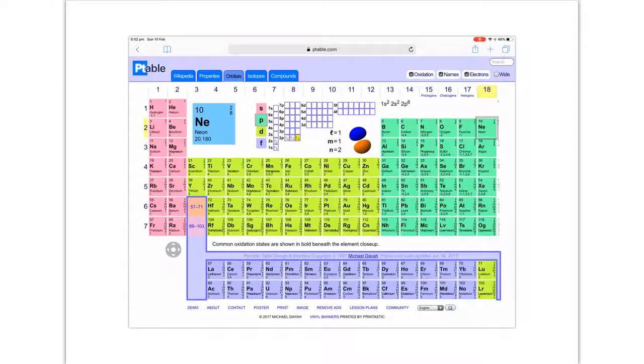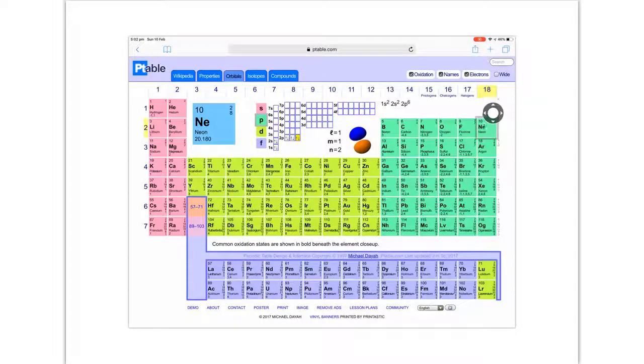Same here as we come across group 3. There's a couple of exceptions further down. Generally, though, form 3 plus charge ions. Now, carbon and things in group 4 or group 14, rather than form ions as such, they tend to share electrons. But you'll generally see here, they're going to share 4 electrons. There's a couple of exceptions, but quite commonly they'll share 4 electrons because they've got 4 in their valence shell.